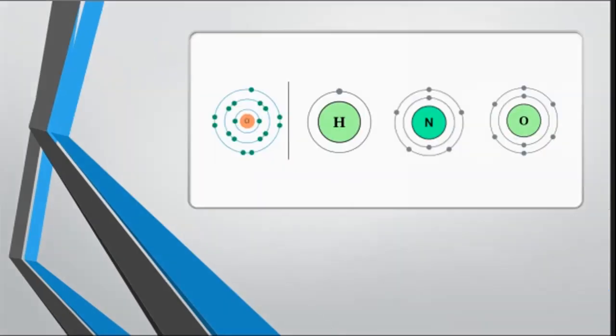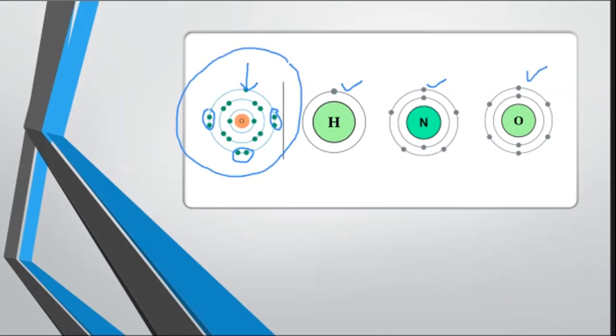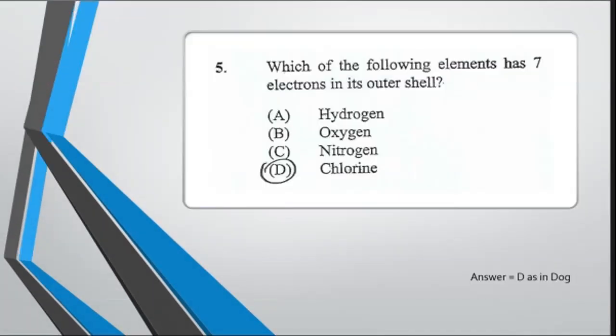All right, so if we were to look at a diagrammatic representation of these elements, it would look something similar to this. And chlorine here has 1, 2, 3, 4, 5, 6, and 7 electrons in its outermost shell. Hydrogen would only have 1, nitrogen will have 5, and oxygen would have 6. So the correct answer for this one is chlorine. All right, so our answer is D as in dog.